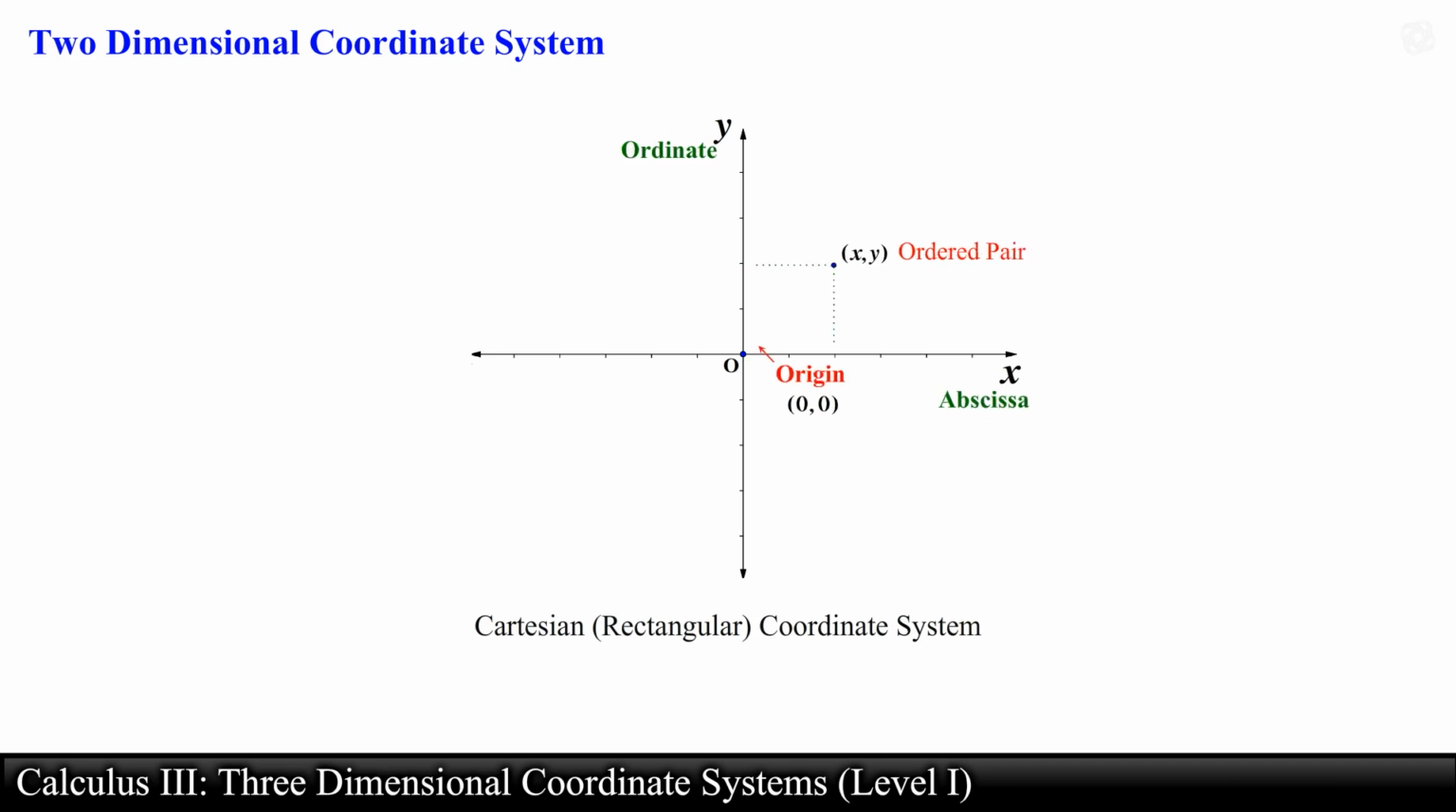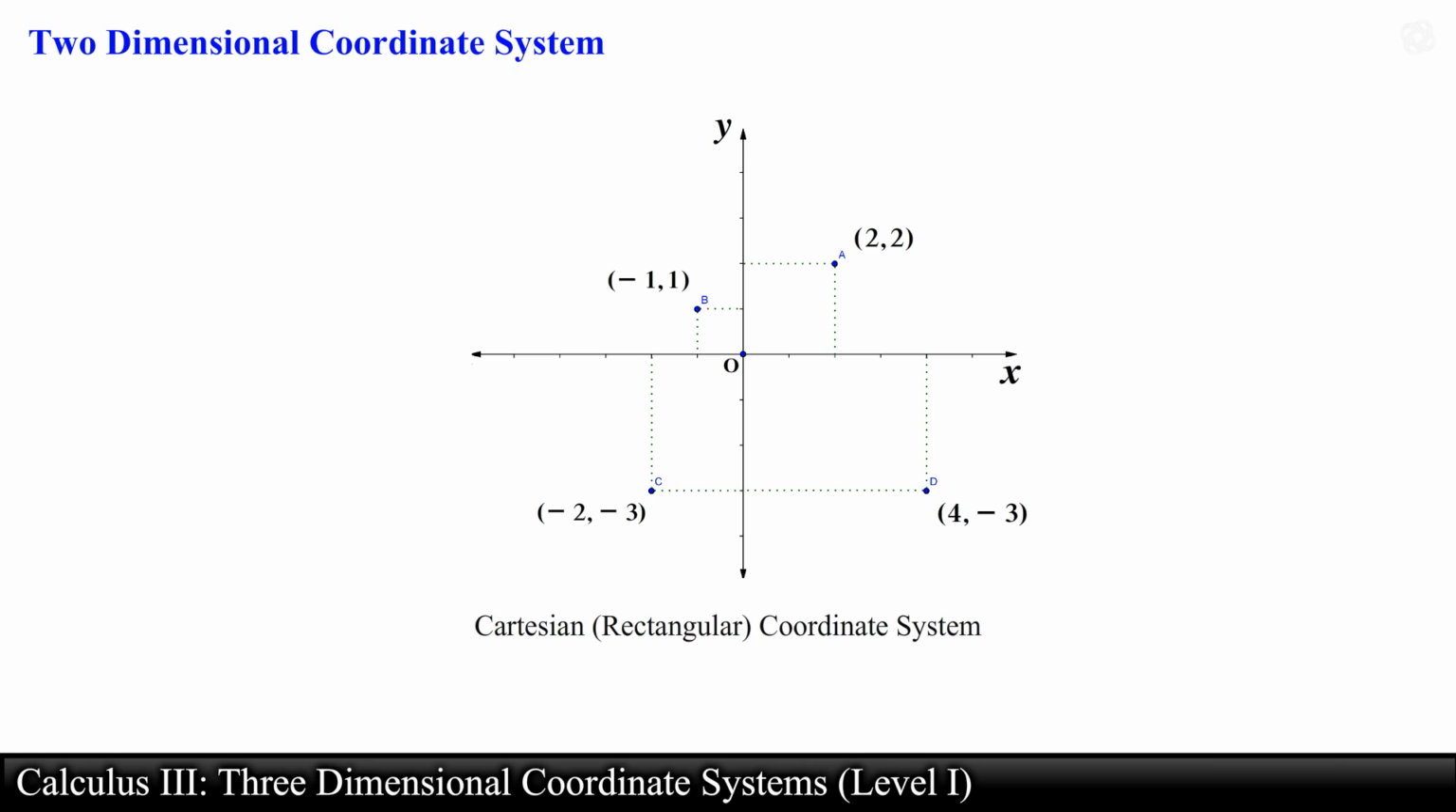As an example, the following 4 points can be described as follows. Point A is located at (2, 2). Point B is located at (-1, 1). Point C is located at (-2, -3). And point D is located at (4, -3). As you can see, each point forms a rectangle when applying their position, hence the rectangular coordinate system.